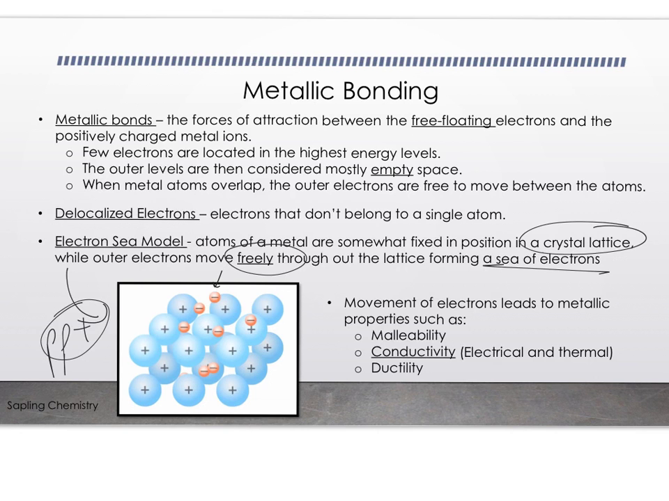I'll show you during the lecture that we have in class, but the electrons are moving from nuclei to nuclei because of those overlapping empty orbitals. And because the electrons are free to move, this is where the metallic properties come into play, such as malleability, being able to be molded, conductivity, whether it's electrical or thermal, and then ductility, where you can draw the metals through a wire.